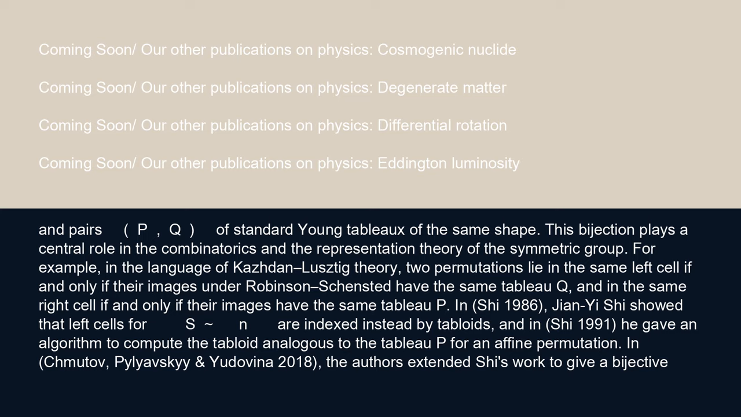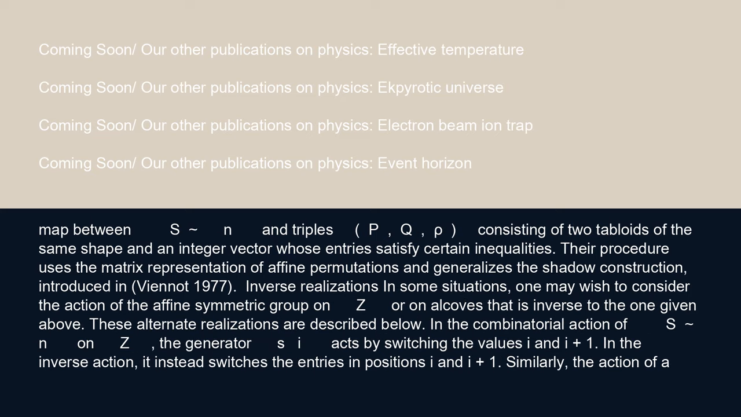In Shi 1986, Jian-Yi Shi showed that left cells for S̃n are indexed instead by tabloids, and in Shi 1991, he gave an algorithm to compute the tabloid analogous to the tableau P for an affine permutation. In Chmutov, Pylyavskyy, and Yudovina 2018, the authors extended Shi's work to give a bijective map between S̃n and triples P, Q, ρ, consisting of two tabloids of the same shape and an integer vector whose entries satisfy certain inequalities. Their procedure uses the matrix representation of affine permutations and generalizes the shadow construction introduced in Viennot 1977.